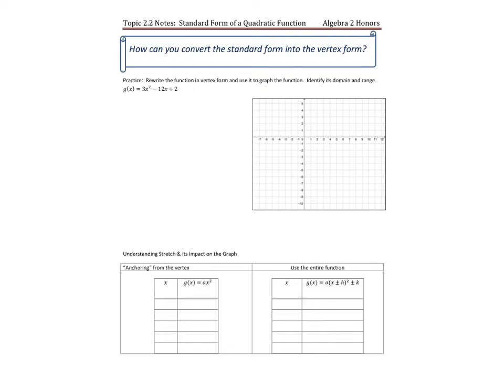Hello everyone, this is Mrs. Jackson. This is Chapter 2, Section 2, and in this video we're going to practice converting the standard form of a quadratic function into the vertex form so that we can use that form to graph the function.